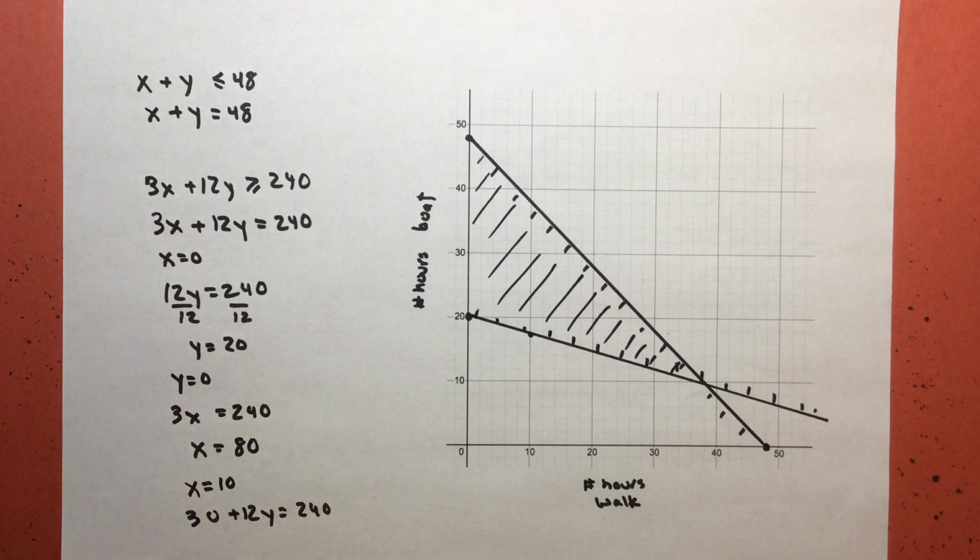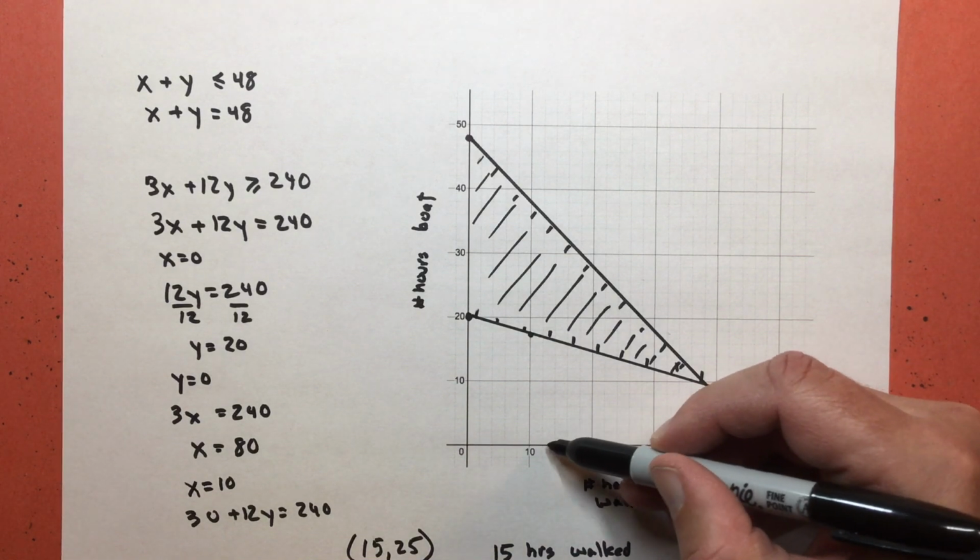Okay, so the last question in this is going to be, does the point 15, 25 work? This is going to be 15 hours walked and 25 hours by boat. Is that going to work? So let's find out where 15, 25 is.